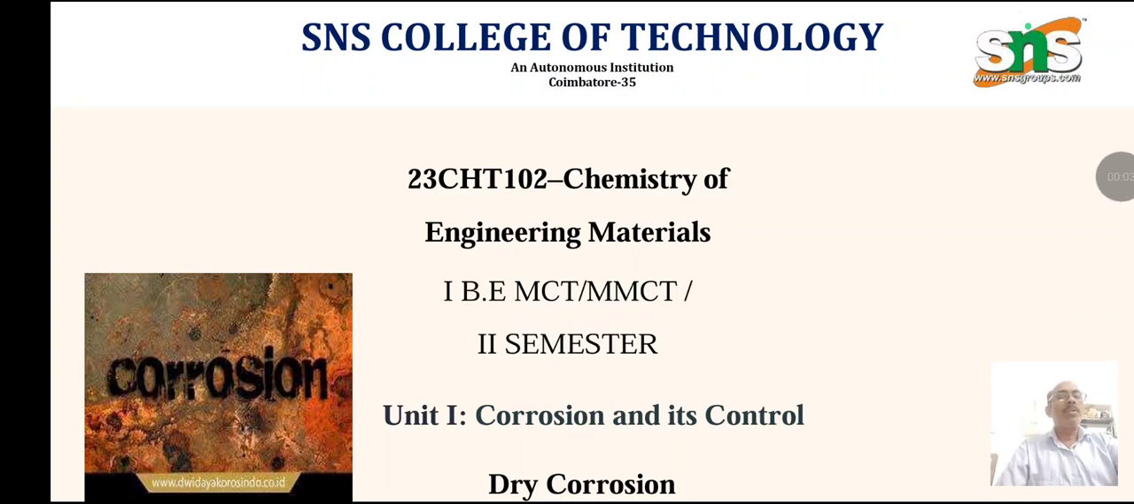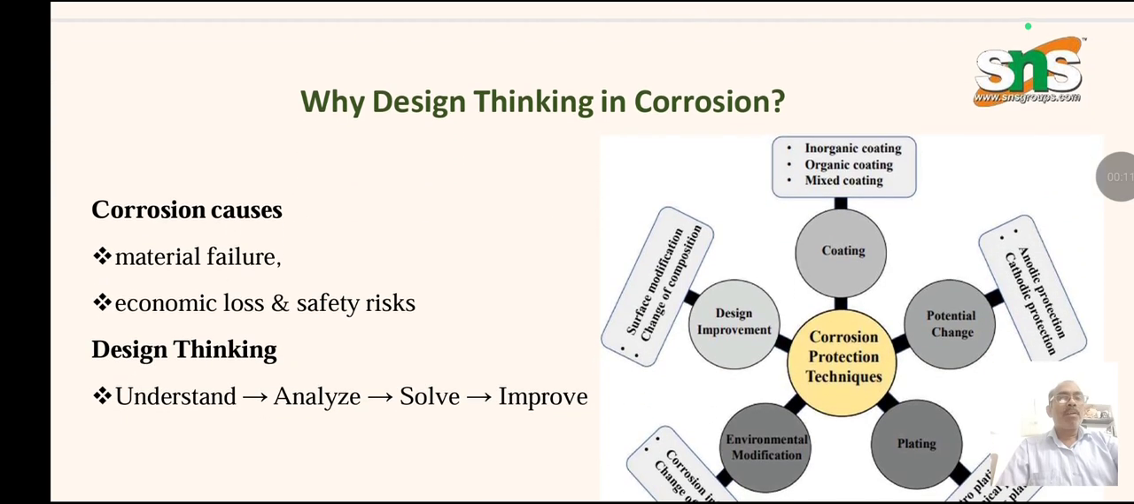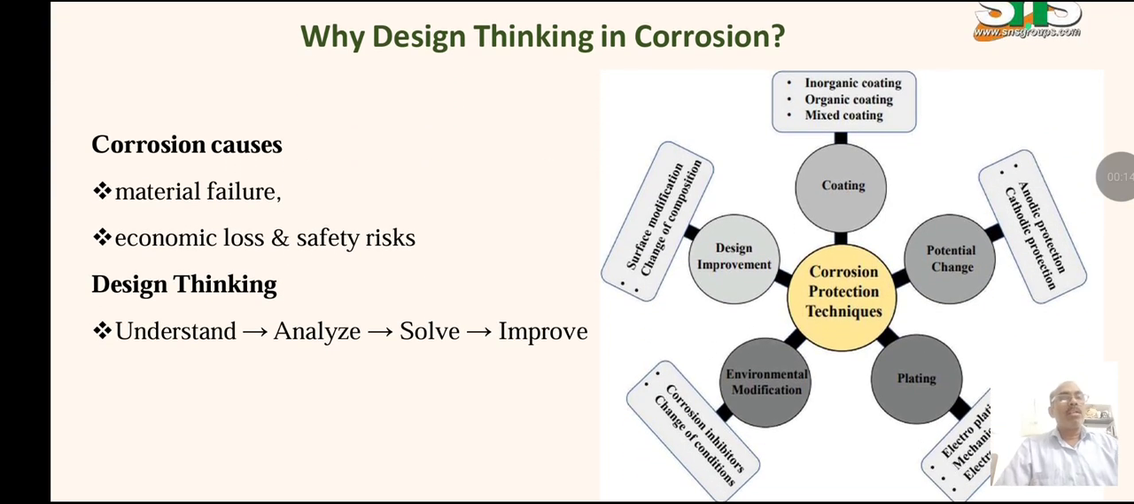In this lecture, we are going to see about dry corrosion. Dry corrosion is nothing but chemical corrosion. The corrosion causes damage to industrial equipment, pipelines, and infrastructure. It causes material failure, economic loss, and safety risk.